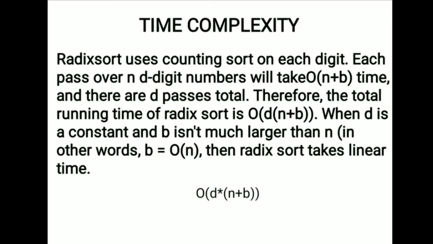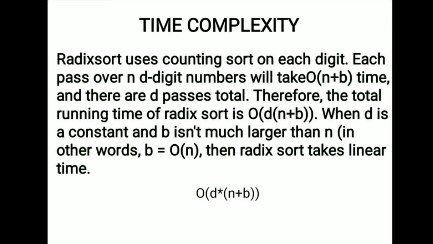Let us know about the time complexity of the Radix sort. Radix sort uses counting sort as a subroutine on each digit, and each pass over the n digit numbers will take O of n plus b time, and there will be d passes in total. That means this algorithm requires a number of passes equal to the number of digits present in the largest number among the list of numbers. Therefore, the total running time of Radix sort will be d times n plus b.